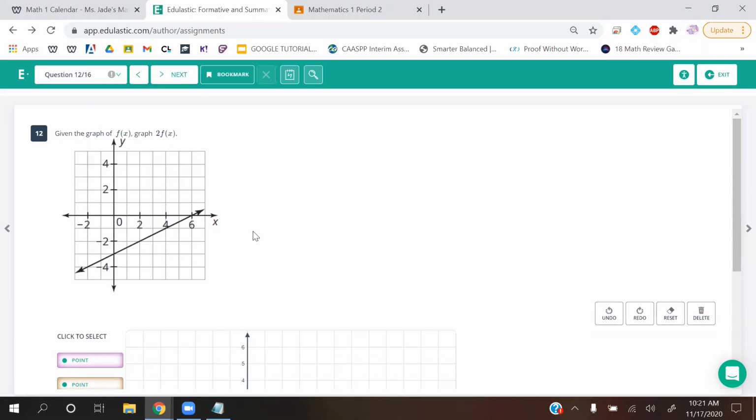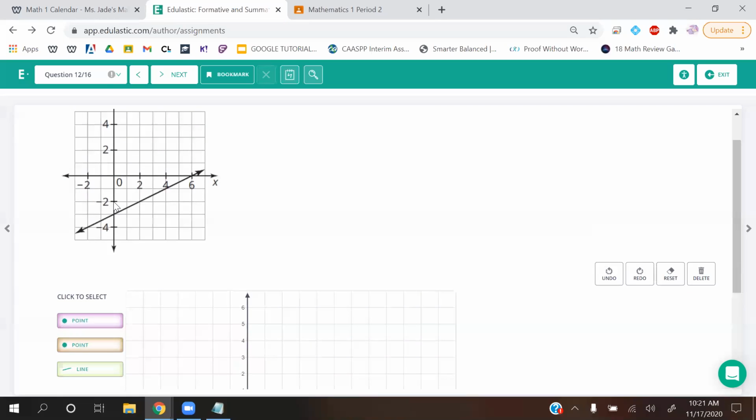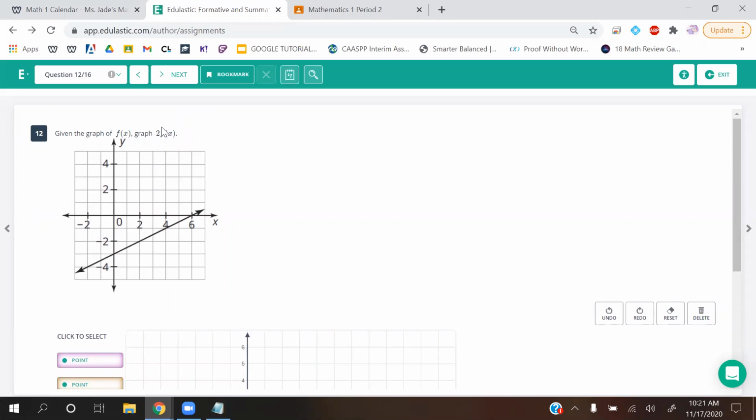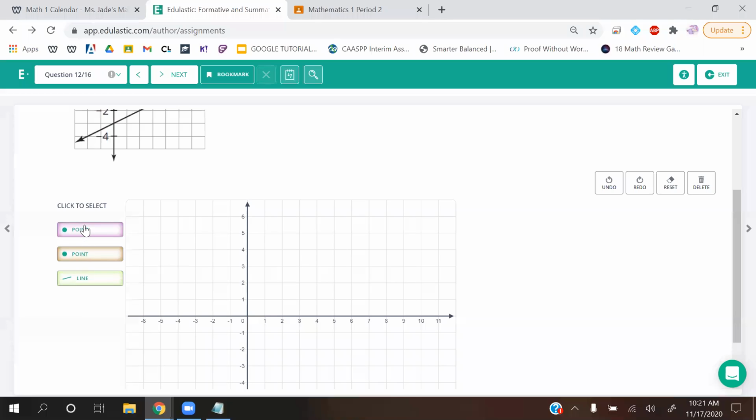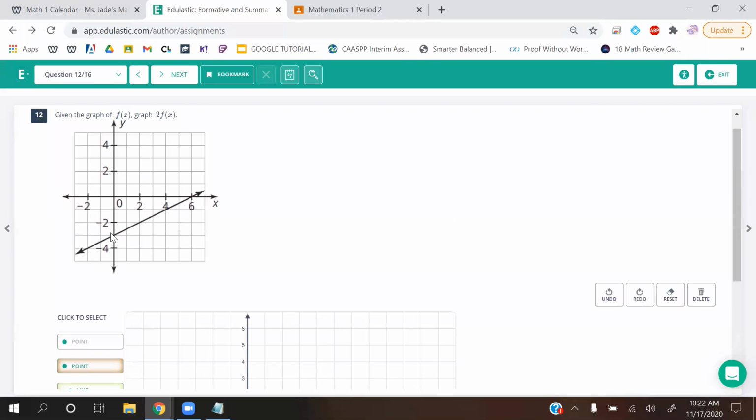Given the graph of f of x, now we're graphing 2 multiplied to f of x. When it's being multiplied and not added or subtracted, that means we are going to multiply our y values. Originally, we have 0, -3 as our y-intercept. What is -3 multiplied by 2? That would give us -6. So you have a point now at 0, -6 right over there. How do we get that -6? Well, we take our original y value and multiply it by 2.